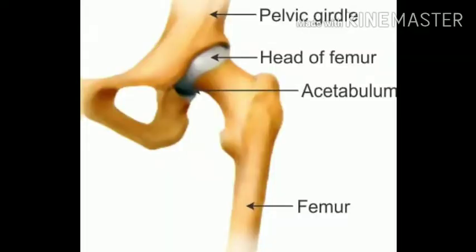This is ball and socket joint. Here the femur bone is attached with the pelvic girdle or hip bone. The head of the femur lies in the acetabulum cavity of the pelvic girdle.